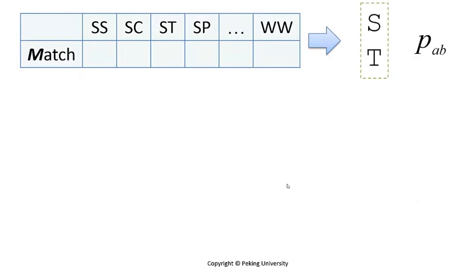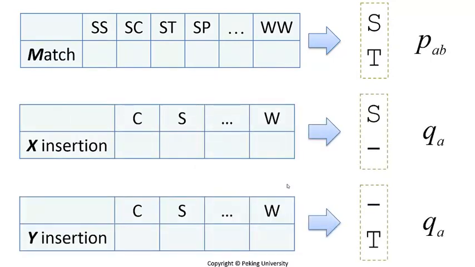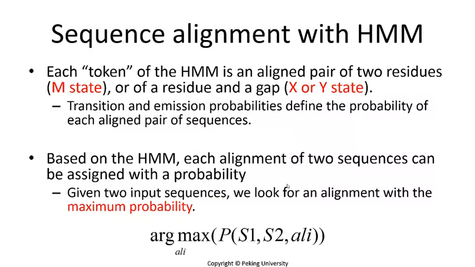Specifically, we will use the emission probability to handle the differences between residues. The tokens generated from state M are all possible substitutions of residues. The corresponding emission probability is PAB. The tokens generated from state X and Y are all possible insertions of residues. The corresponding emission probability is QA. In this way, we can simultaneously deal with states and the specific residues easily.